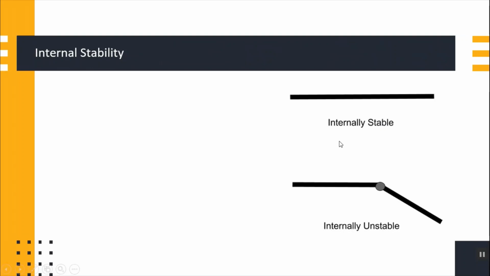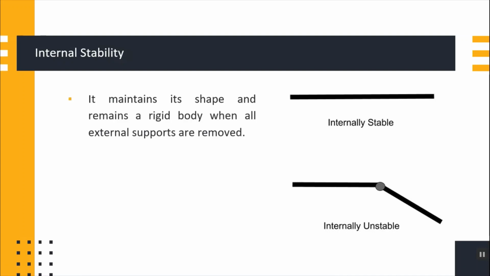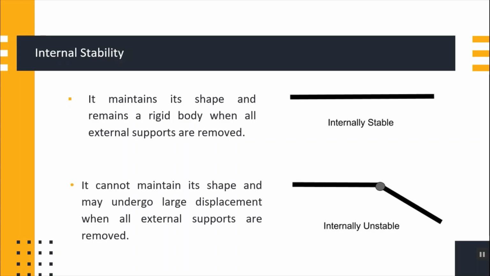So, meron din tayong tinatawag na internal and external stability. Sa internal stability, ganito yan. Makikita natin sa unang figure na kapag wala yung supports natin, inalis, at kaya niyang maintain a rigid body, when all external supports are removed, it maintains its shape, it will be called internally stable. Kapag naman ang isang figure, it cannot maintain its shape and may undergo large displacement when all external supports are removed, it is called internally unstable.